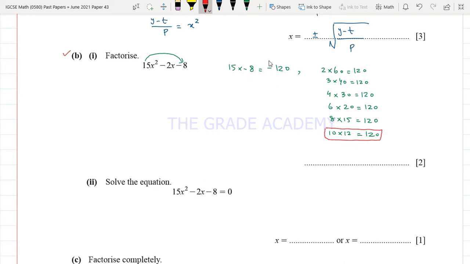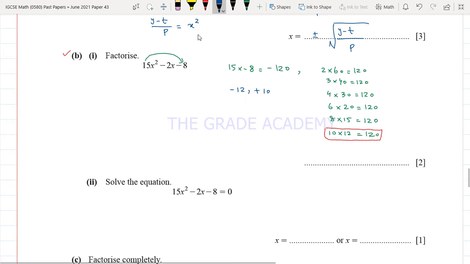So here the product is negative 120. So one of the numbers will be negative and the other will be positive. And we need negative 2. So we will take the bigger number as negative and the smaller one as positive. So we will take minus 12 and plus 10. These are the two numbers which on multiplying give us negative 120, and they provide negative 2 on adding them.